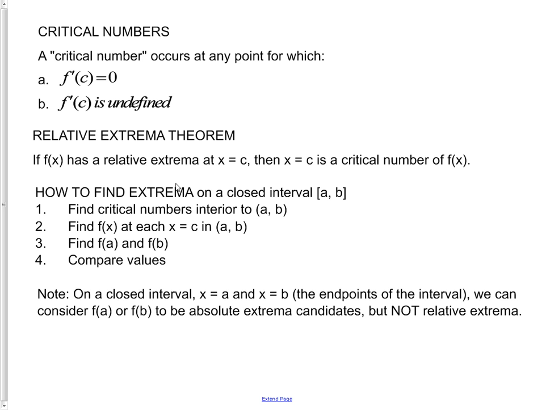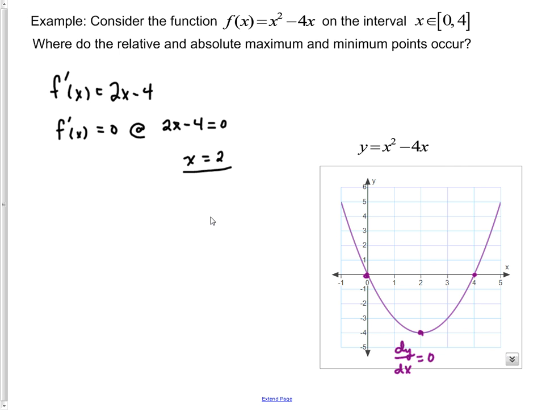So if we're looking for any extrema, that is absolute maximums, absolute minimums, or relative maximums or minimums on an interval, then what we should do is the following. First of all, look for any critical numbers in the interior, that is, any place where the derivative is zero or undefined. Find the value of the function at each of those points. We should also take care to find the value of the function at each of the endpoints and then compare values. So let's go back to an example that we had started before.